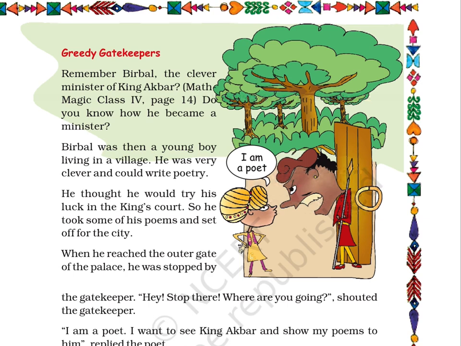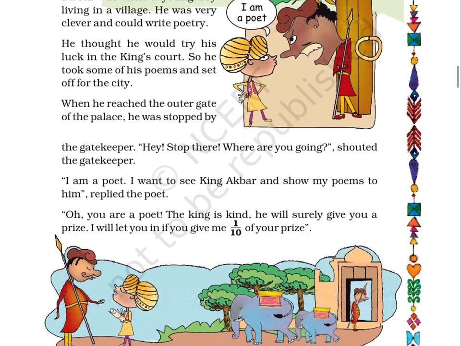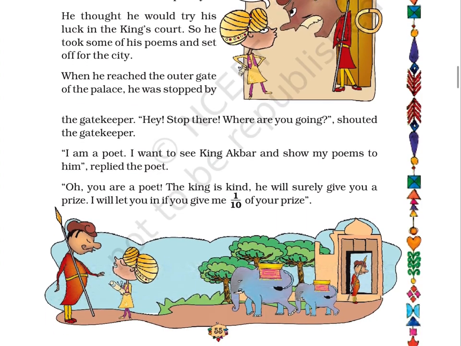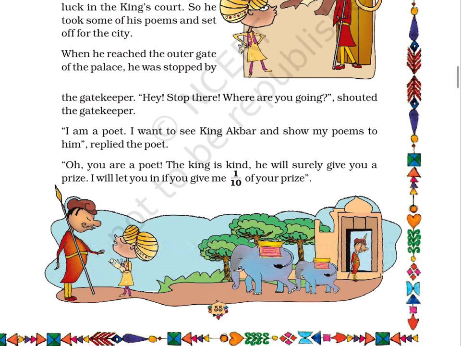He thought he would try his luck in the king's court, so he took some of his poems and set off for the city. When he reached the outer gate of the palace, he was stopped by the gatekeeper. "Hey, stop there! Where are you going?" shouted the gatekeeper. "I am a poet. I want to see King Akbar and show my poems to him," replied the poet.